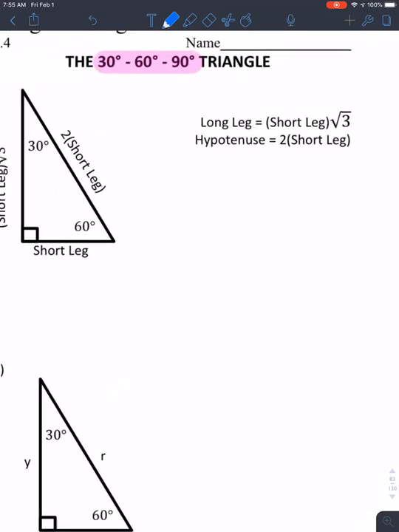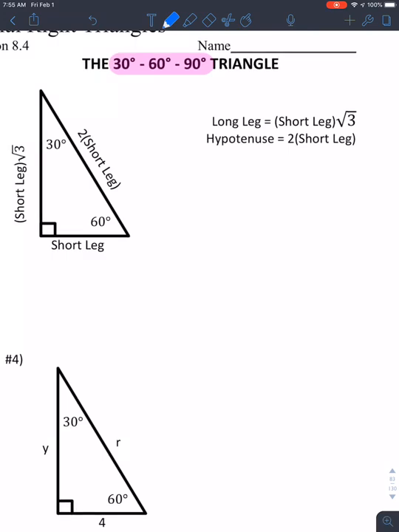Let's now look at the 30-60-90 special right triangle. In a 30-60-90, since the angles are different, the lengths of the sides have to be different. Opposite of 30 is going to be the smallest side. That's going to be the short leg. Opposite of 60, that's going to be the long leg. That's whatever the short leg is, times the square root of 3. The hypotenuse, which is opposite 90, will always be the short leg times 2.